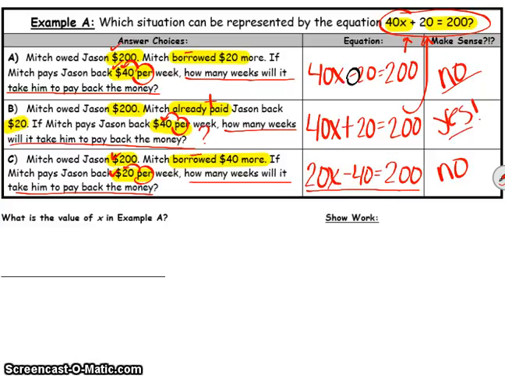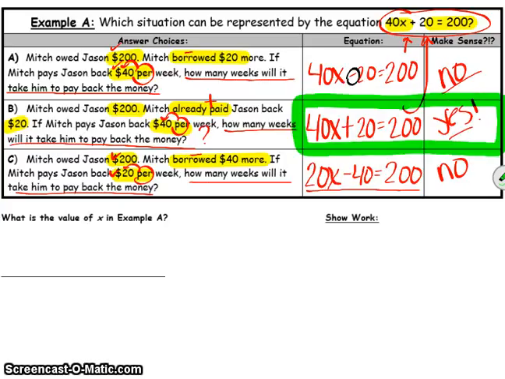So what I want to do is I want to take the equation that I found to be correct, which is 40x plus 20 is equal to 200. I have to take that equation and actually solve it. So underneath where it says show work, I'm going to show all of that work there. So I have 40x plus 20 is equal to 200. Remember that I can solve this a couple of ways, and how I'm going to solve it is using those circles, because I know that we're most familiar with that.